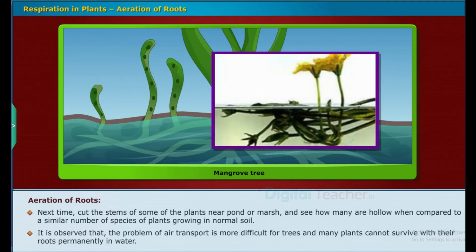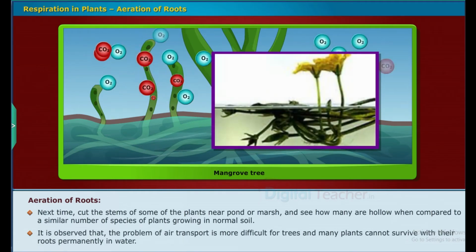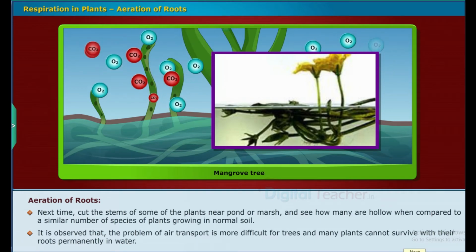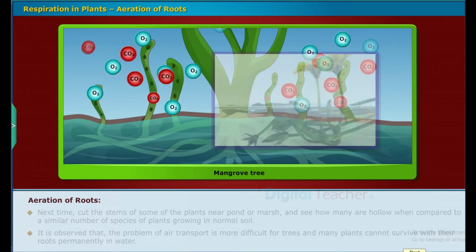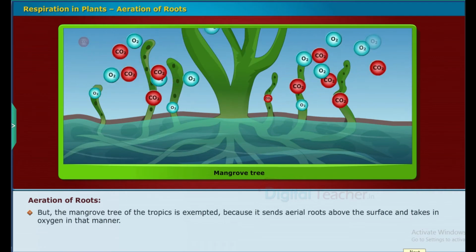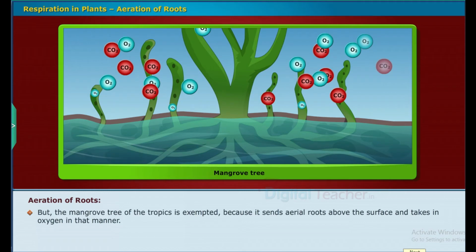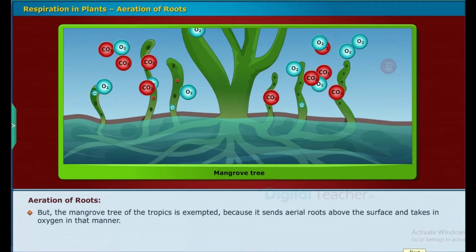It is observed that the problem of air transport is more difficult for trees, and many plants cannot survive with their roots permanently in water. But the mangrove tree of the tropics is exempted because it sends aerial roots above the surface and takes in oxygen in that manner.